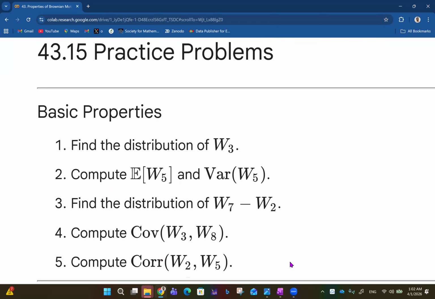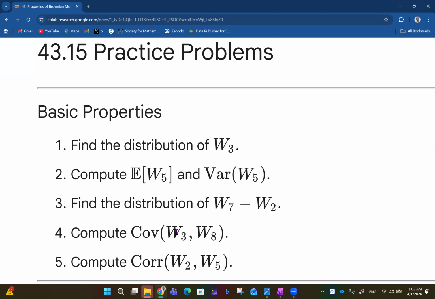So the first five: find the distribution of W3. Of course, that would just be W3 is normally distributed with mean 0 and variance 3. Compute the expected value of W5. Of course, that will simply be 0. And the variance of W5, that's 5. Find the distribution of W7 minus W2. That will be normally distributed with mean 0 and variance 7 minus 2, which is 5.